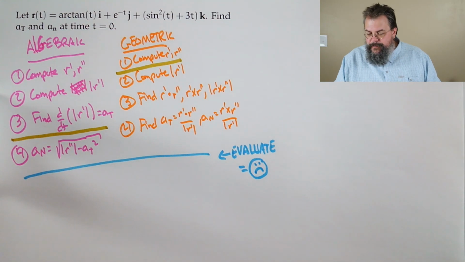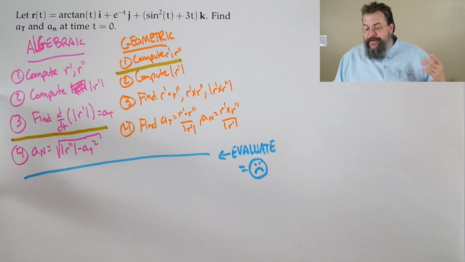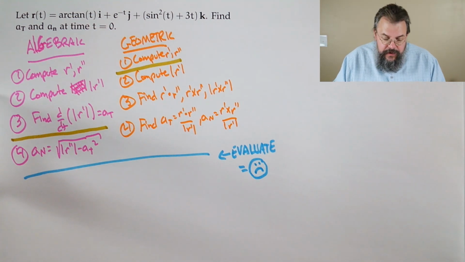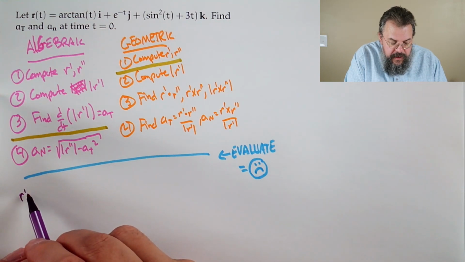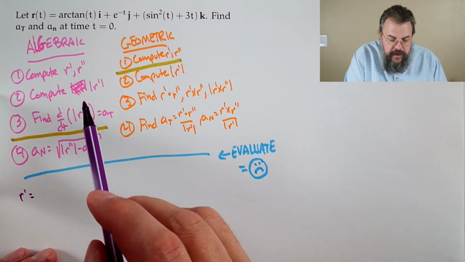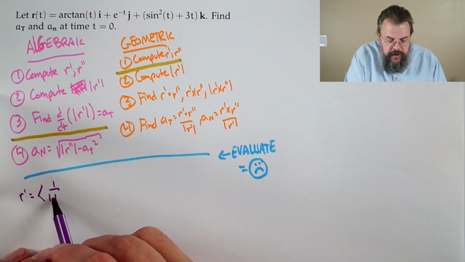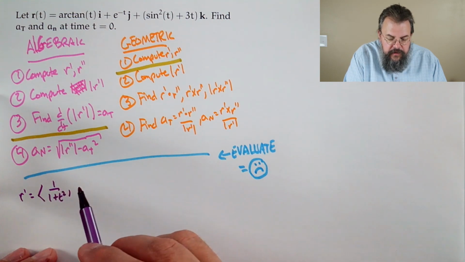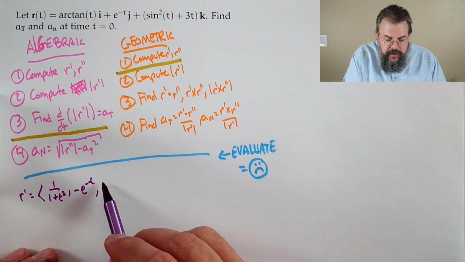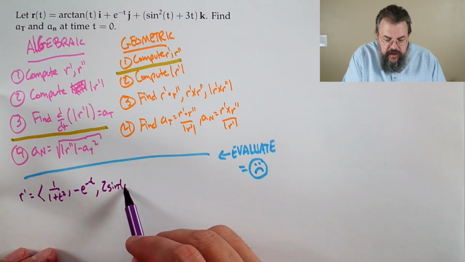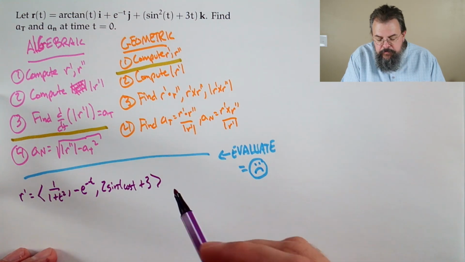Okay. Well, now that we did a lot of rambling there, let's actually go and finish the problem. So let's do this. We need r prime and r double prime. So what is r prime? Well, I'll just write in component form. Derivative of arctangent, 1 over 1 plus t squared. Derivative of e to the minus t, minus e to the minus t. Derivative of sine squared, 2 sine t, cosine t, and plus 3.